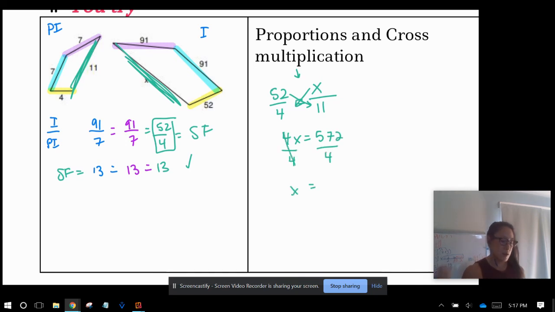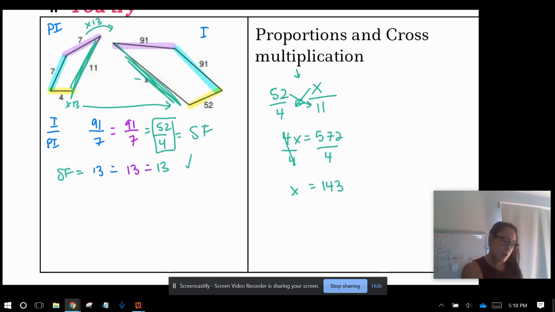And I totally am using my calculator for some of these calculations. Right? 572 divided by 4 is 143. So x is a length of 143. What we're saying with the scale factor is that 7 times 13 will give me 91. 11 times 13 will give me 143. 4 times 13 will give me 52.